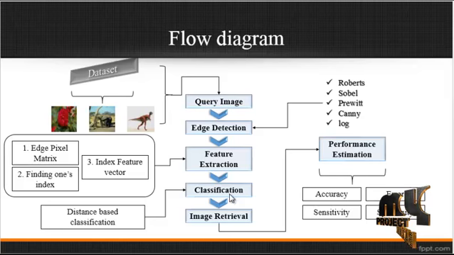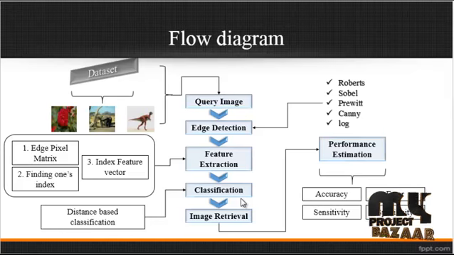After that, the classification will be done. In this classification step, we have to give 3 things as input. First one is the test feature, then train feature, and then the target. The test feature represents the feature of the input image, the train feature represents the features of the whole dataset images, and the target represents the categories of the image. Here the classification is done by using the distance based classification method.